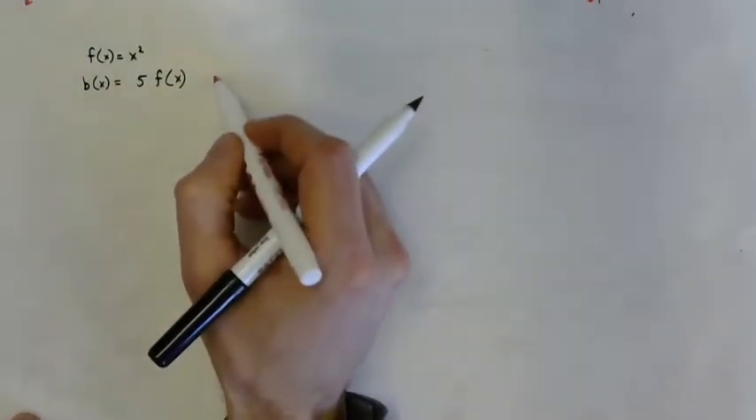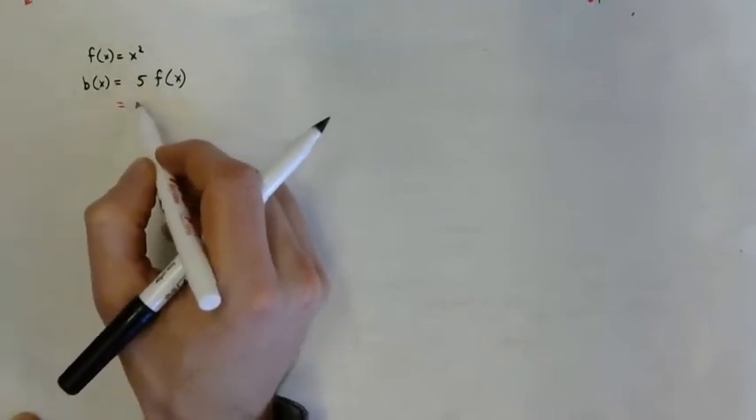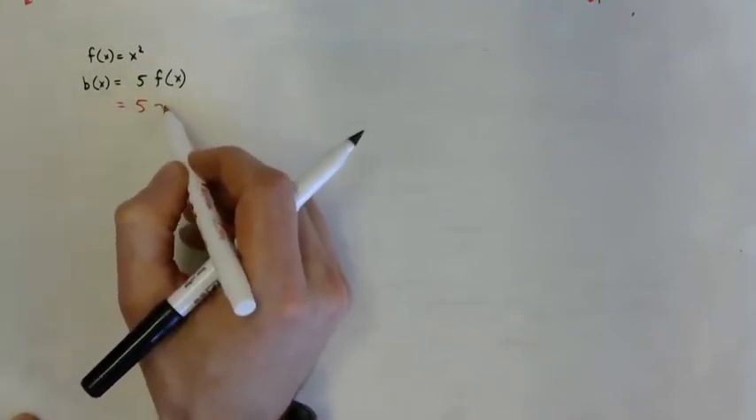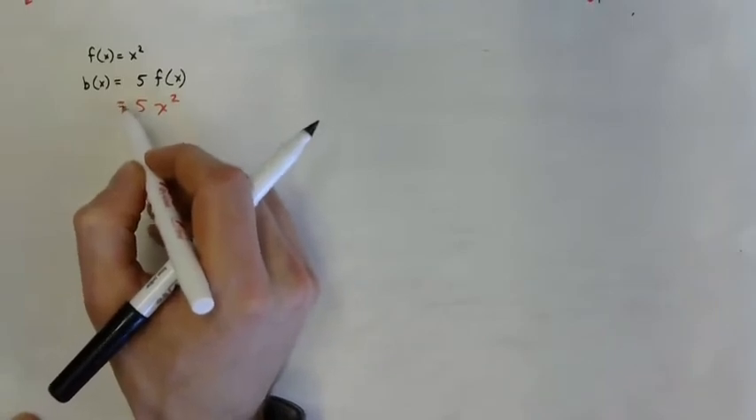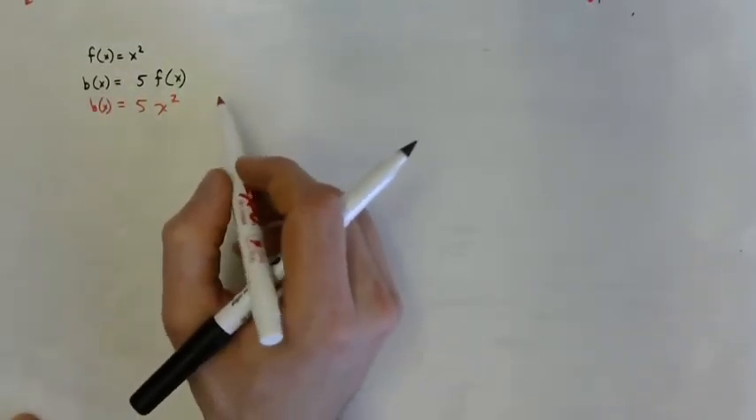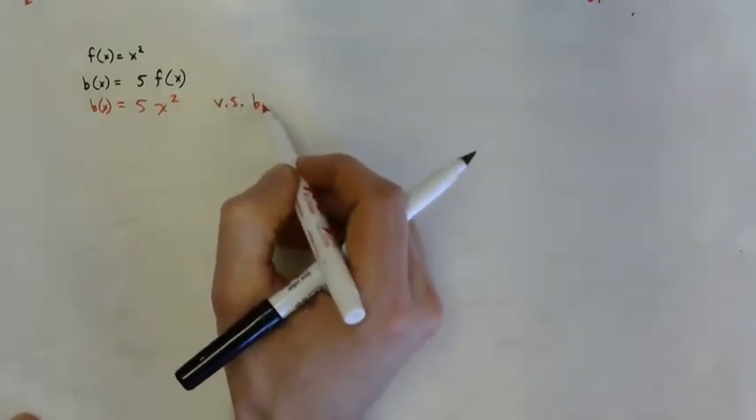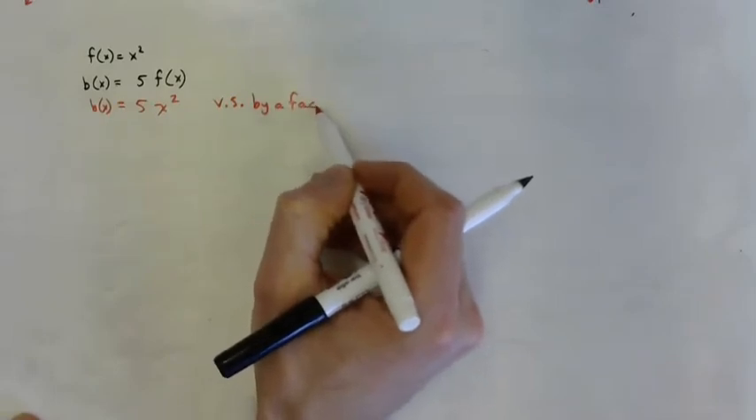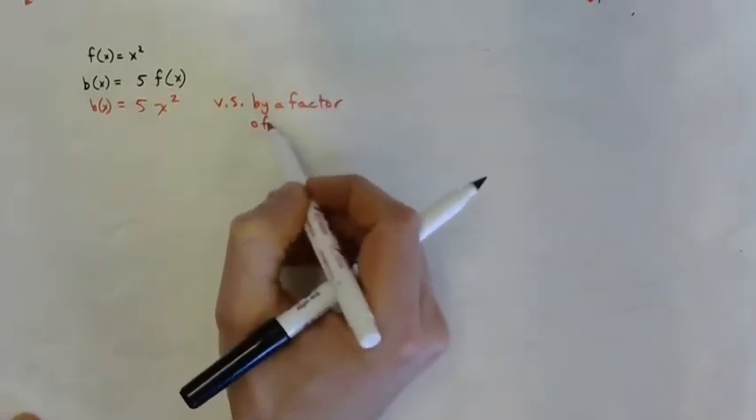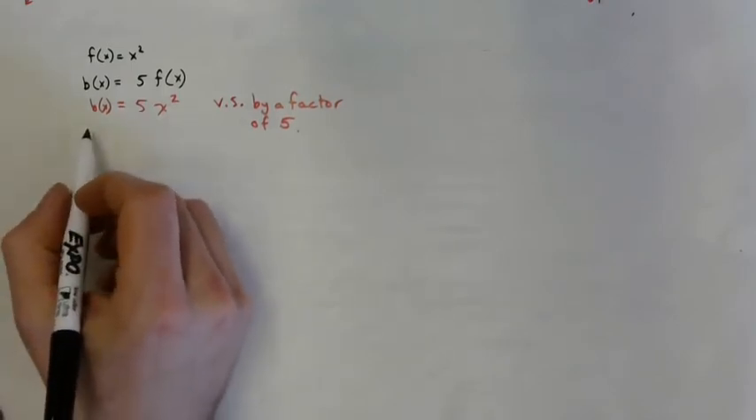The original function is x squared. So b of x is going to be 5 times x squared. What is the transformation that was applied? A vertical stretch by a factor of 5. Thank you. Good enough.